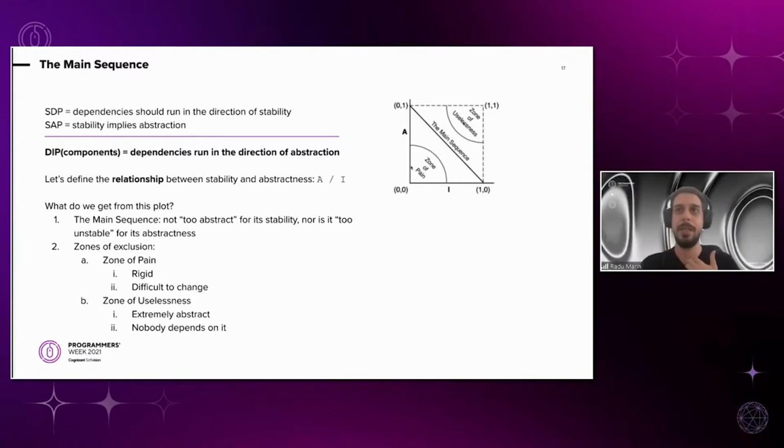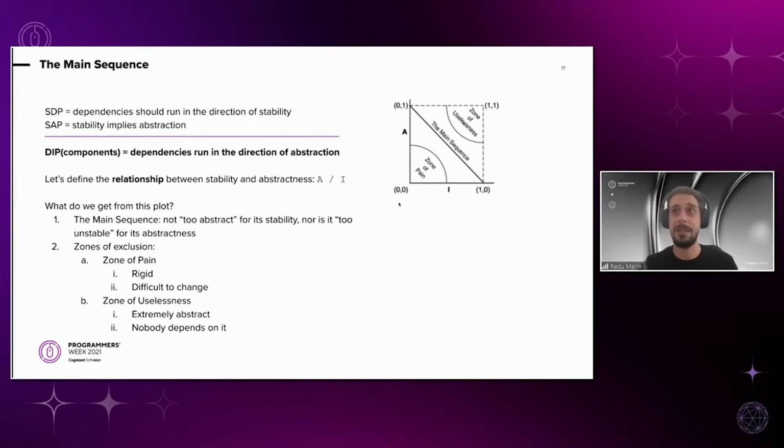So we have the zone of pain. Nothing is abstract, nothing is unstable. So we have a super stable thing that cannot be extended. This is super rigid and difficult to change. And if you want an example of this, because not everything you use is going to be outside the zone of pain, you have the class String. String is final. You can't extend String. It's a utility class. You're going to use it everywhere. And it's in the zone of pain, but it's for good reasons, right? So this is a good example of things in the zone of pain, but I can't think of anything else other than utility classes being here.